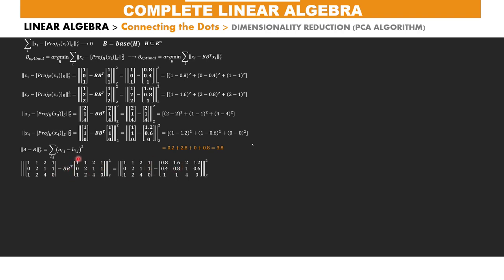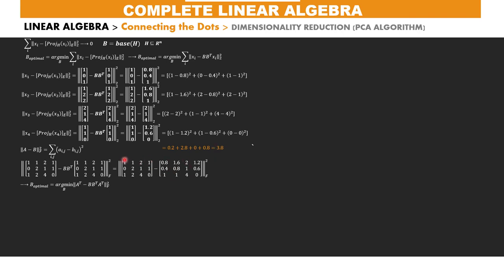B transpose times all of this should give you 0.8, 0.4, 1, 1.6, 0.8, 1, 2, 1, 4, 1.2, 0.6, 0, which is what we got previously. And from here, we can see that finding the Frobenius norm of the resultant matrix and squaring it will give us the same answer as this 3.8.